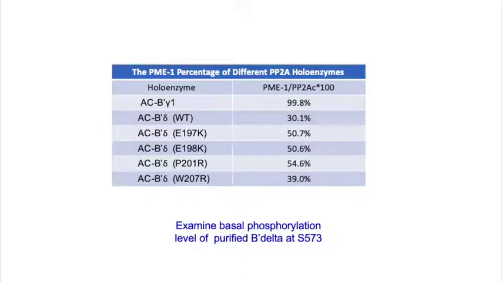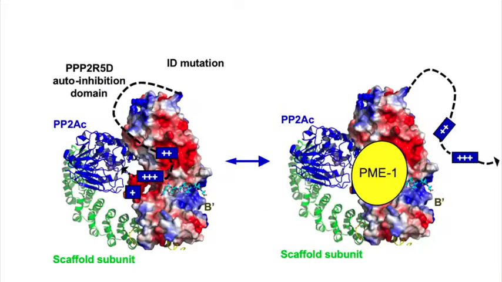But even so, one thing we really need to examine is the basal phosphorylation level of purified B prime delta from insect cells. That has the potential to cause basal activation of the B prime delta whole enzyme. So we need Bryan's antibody again. The idea tested here is essentially that if you have ID mutations, you tend to open up the conformation more, so the whole enzyme becomes a lot more dynamic, and PME1 has a chance to come in and bind to the mutant whole enzyme.